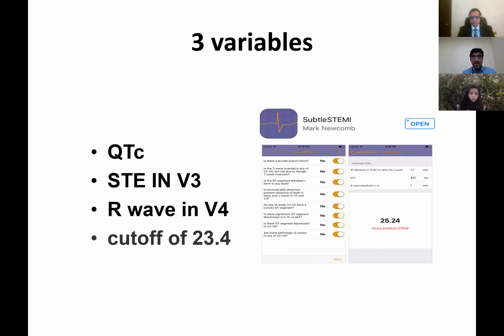Initially, in 2010, he described 3 variables you can use to differentiate anterior STEMI from early repolarization. Those 3 variables were the QT interval, the ST segment elevation in V3, and the R wave in V4. You put them in an equation, and it gives you a value. If the value is more than 23.4, it goes with STEMI rather than early repolarization. If it's less than 23.4, your patient probably has early repolarization.